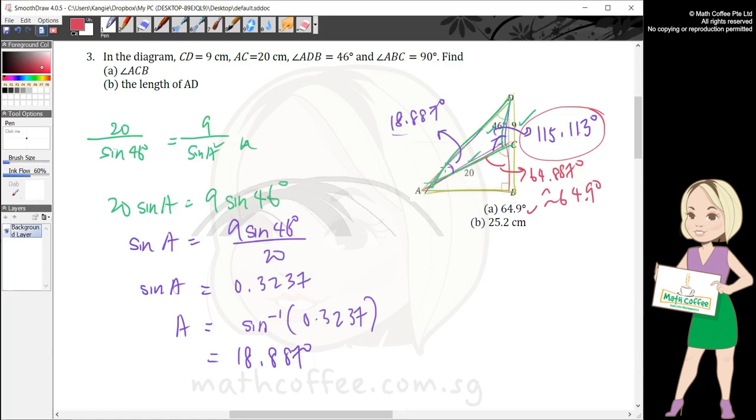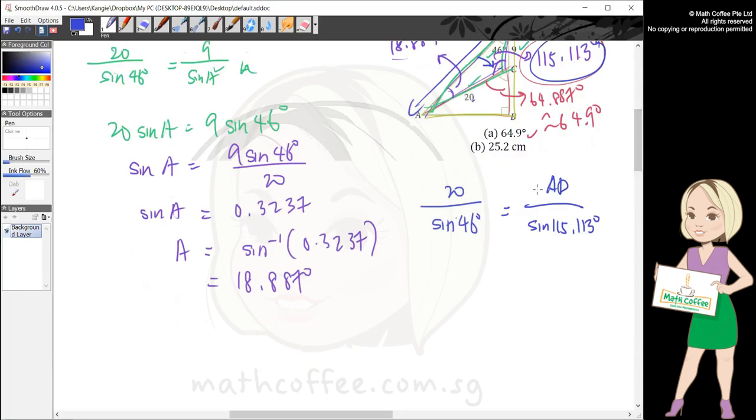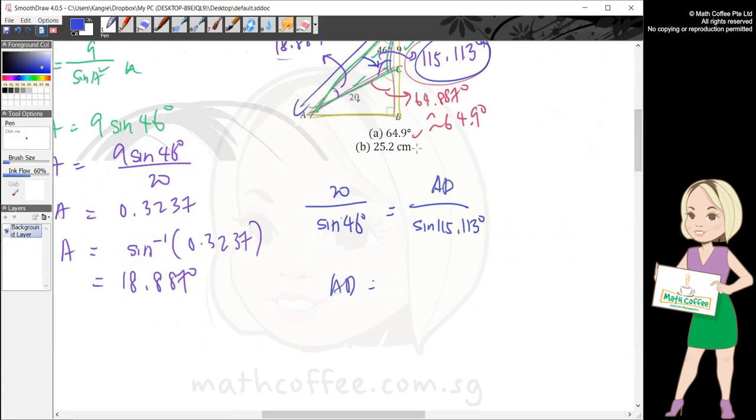Next, they asked to find the length of AD. How I'm going to find this is I can just use the sine rule. Let's form: I have 20 over sine 46 degree equals, since they want to find AD, I put AD at the top. AD's opposite angle is this 115.113, so it will be sine 115.113 degree. Cross multiply. I'm going to just shortcut, it's always the same step. So it's 20 sine 115.113 degree over sine 46 degree.